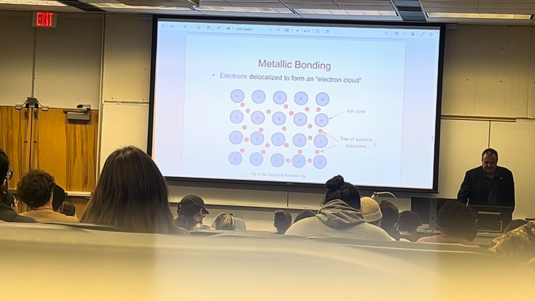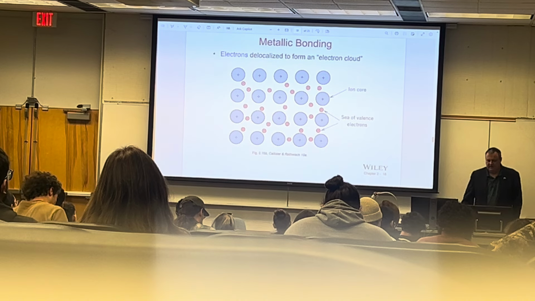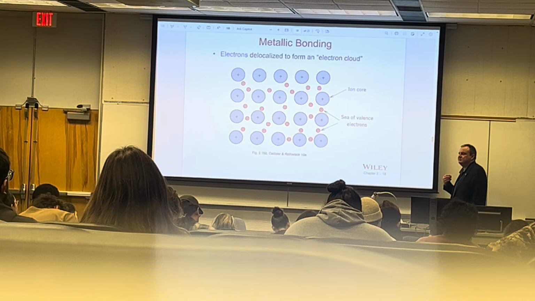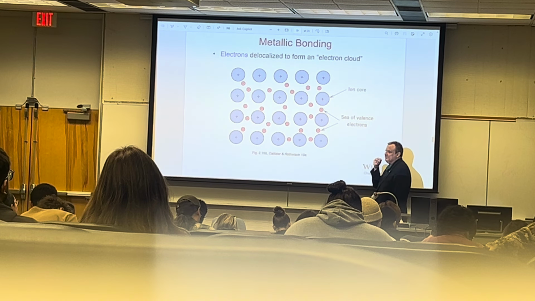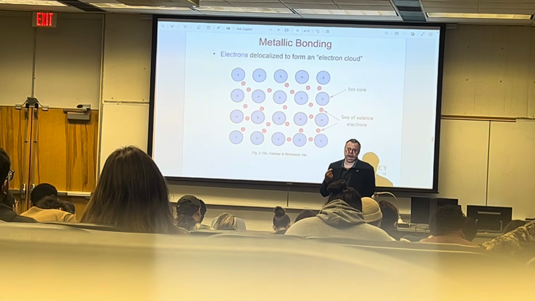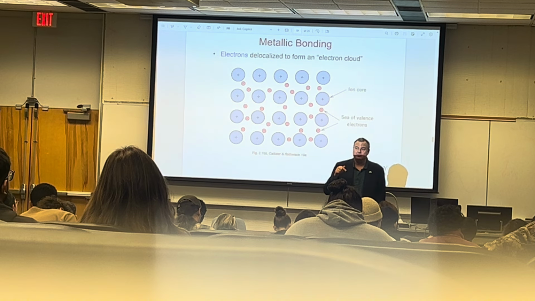The next type of bonding is metallic. And the electrons in metals are delocalized. What does that mean? It means that they do not belong to any particular atom.